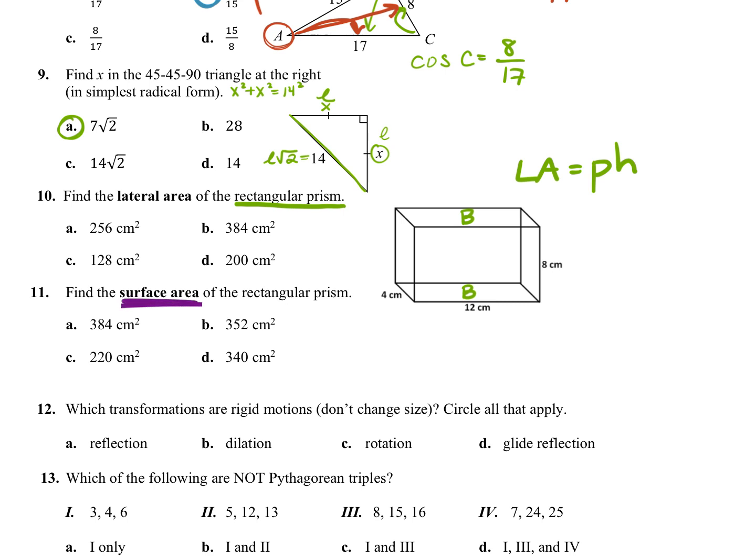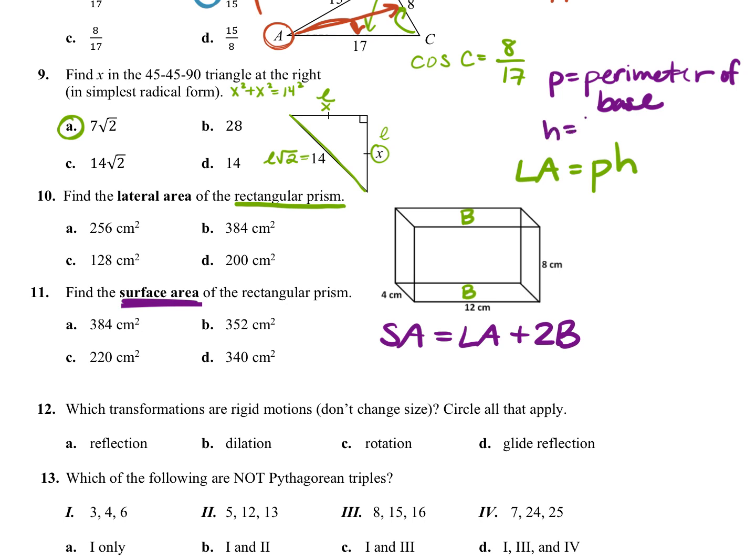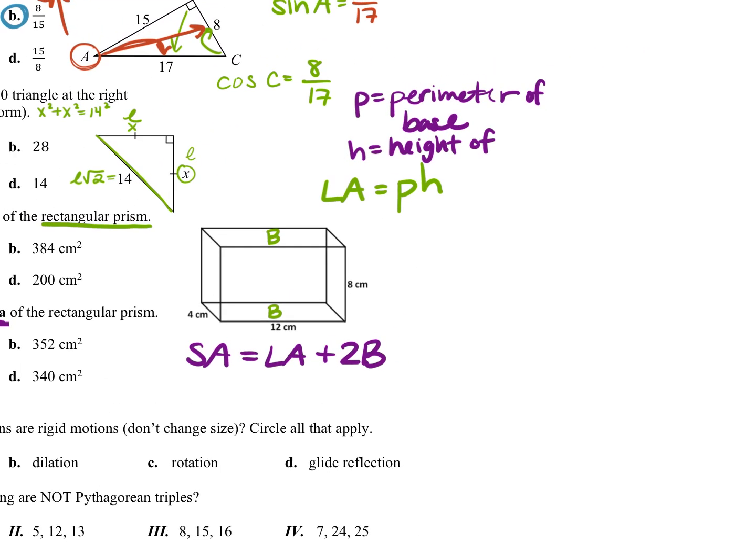Down here, we're doing surface area. That one is surface area equals the lateral area plus how many bases? 2 bases. So write that down on your note card also. Maybe you want to write on your note card that P equals perimeter of the base, and H equals the height of the figure, which is always the distance between the bases.